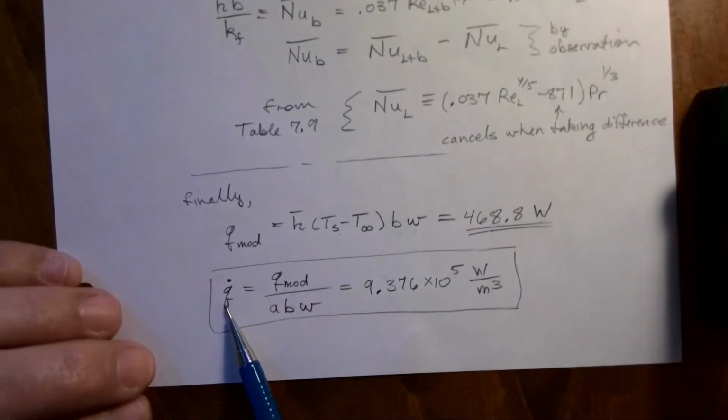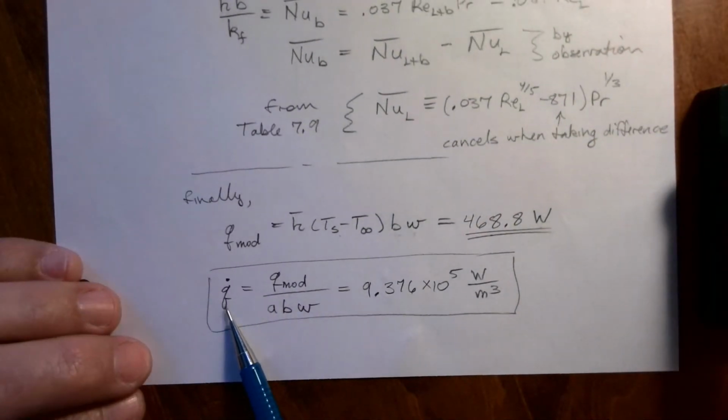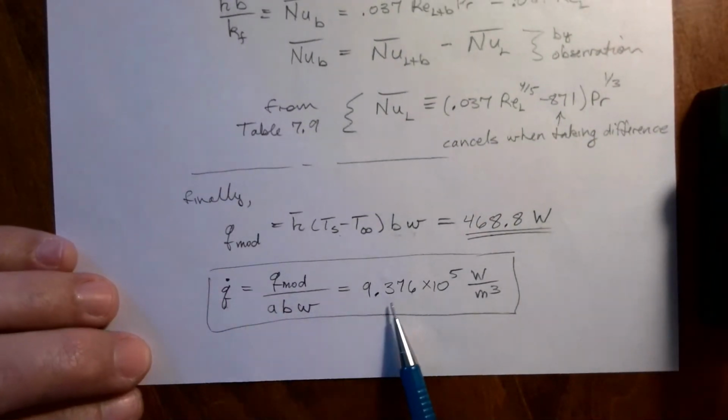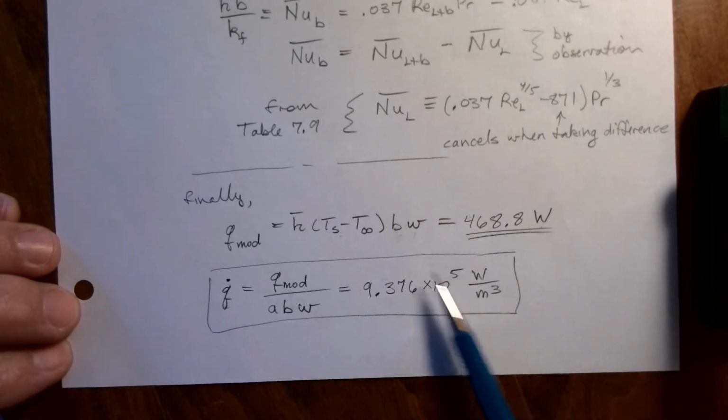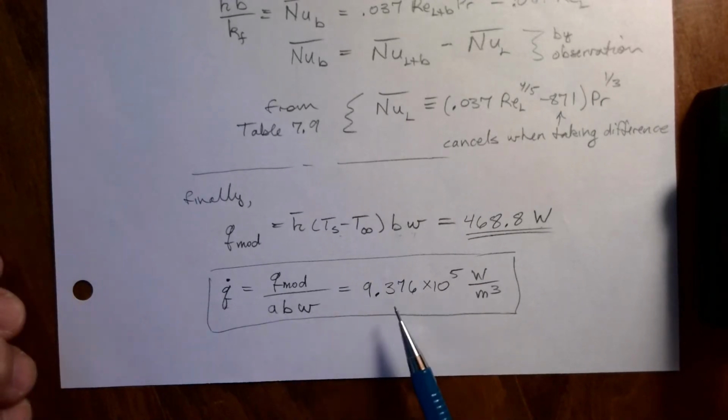Divide that by the volume to get the power generation needed. So we end up with, in terms of meters squared, a pretty large number, 9.376 times 10 to the 5th. Okay, so this is the number we'll need to start talking about the solution of part 3. But before we move on to that, let's go back.